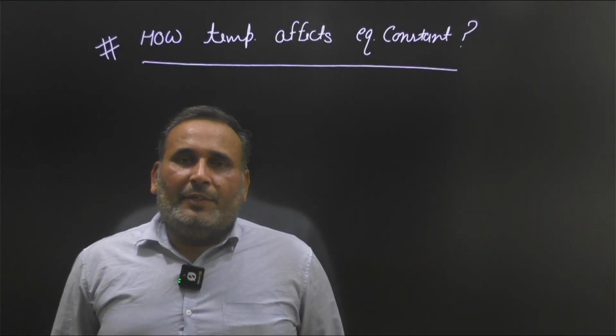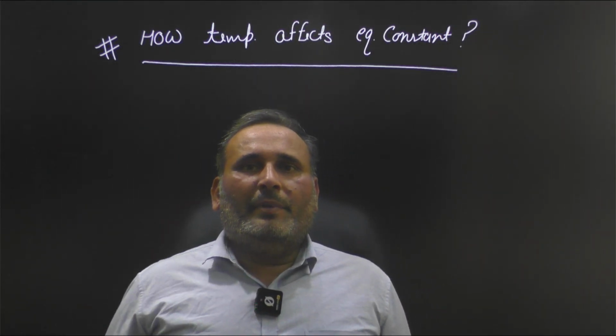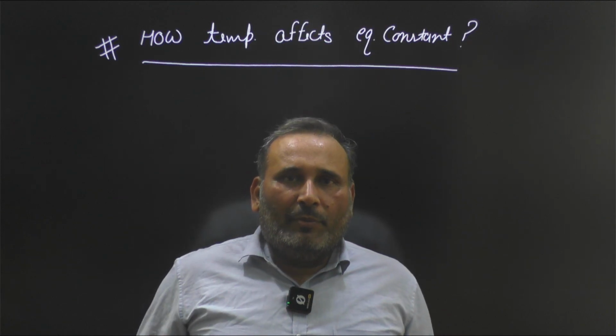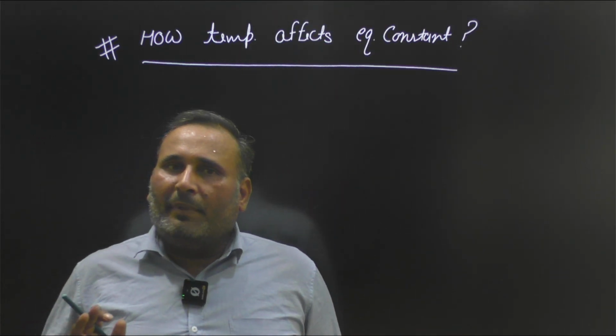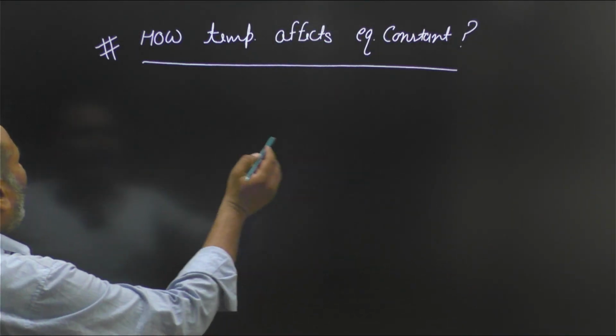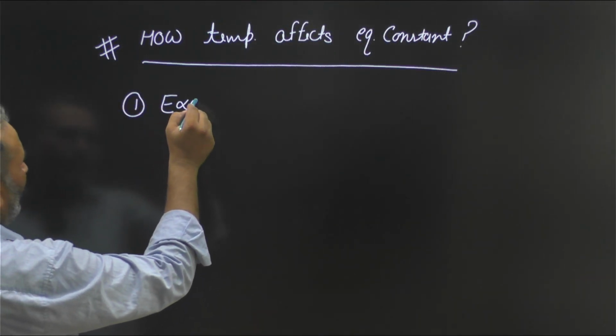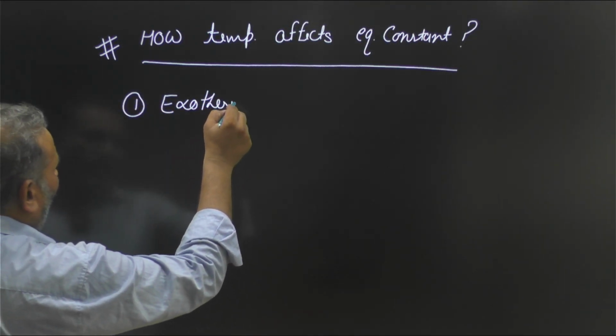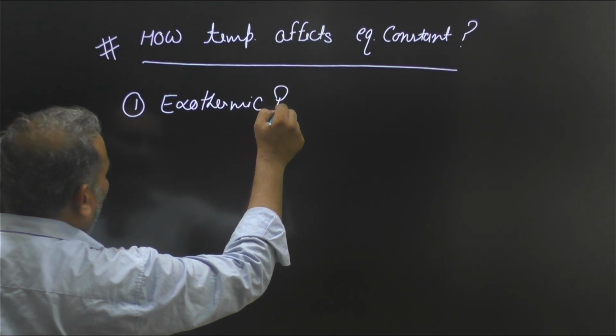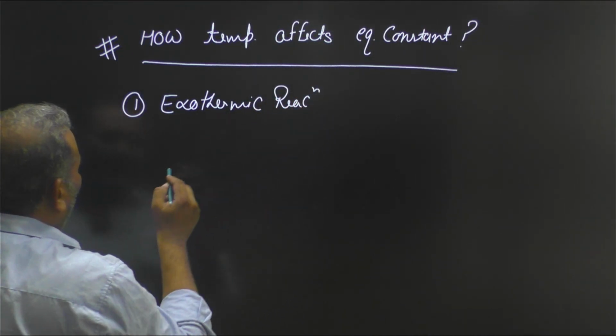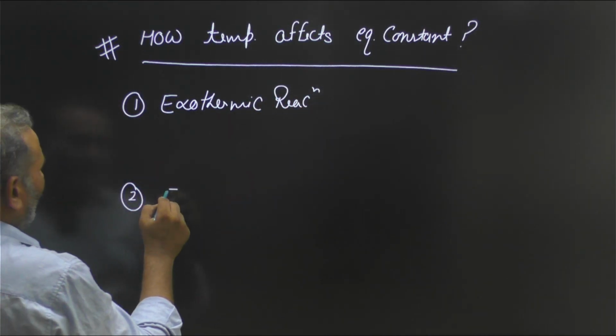Hello students, in today's class we will discuss how temperature affects the value of equilibrium constant Kc or Kp. As we know, there are two types of reactions. First are exothermic reactions, and second are endothermic reactions.